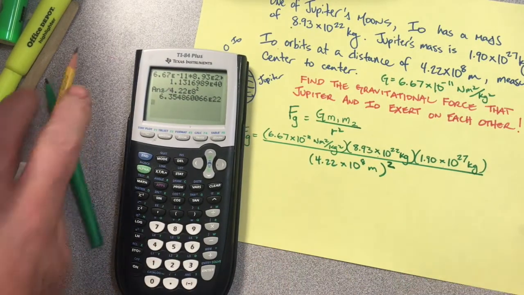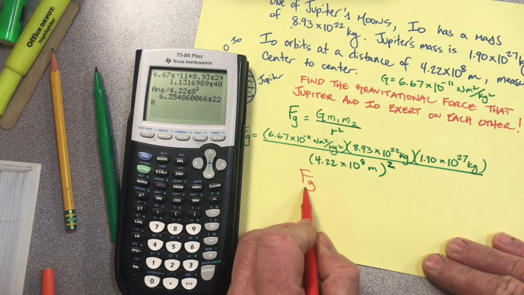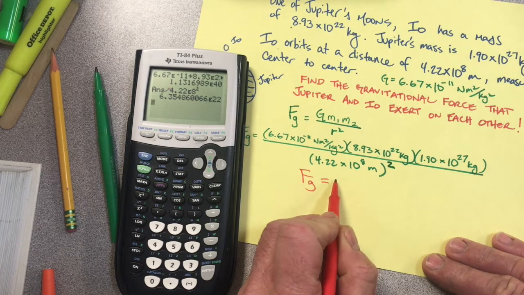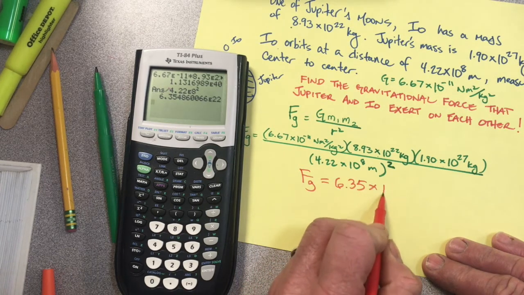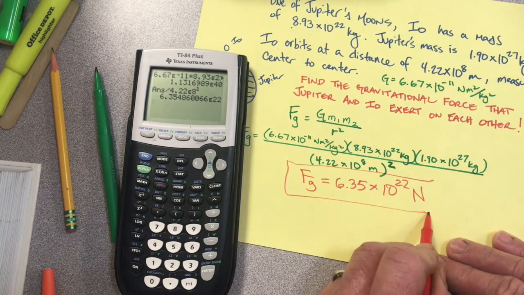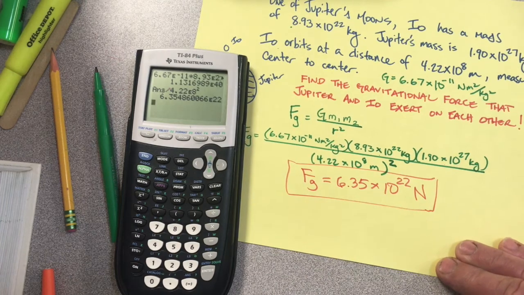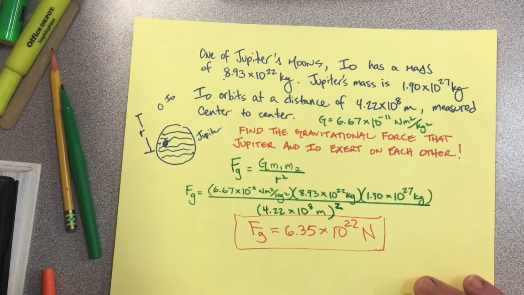And believe it or not, the force that Jupiter exerts on Io, and actually Io exerts back on Jupiter, is 6.35 times 10 to the 22 newtons, which is an enormous force. But there's our final answer to this problem. Again, I did this really to show you how to use the calculator properly. You're going to struggle if you don't use the calculator in this chapter this way.